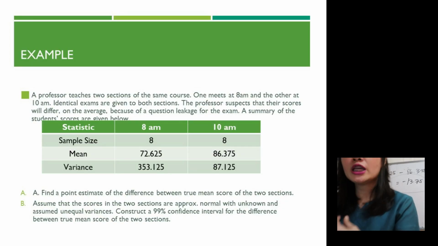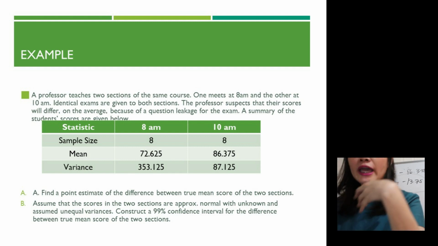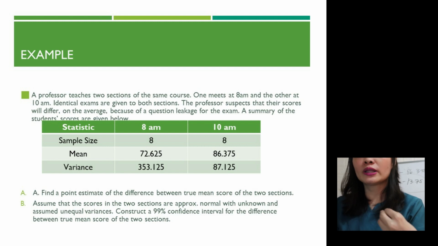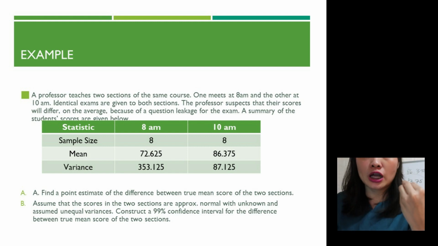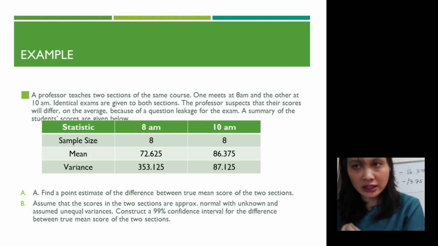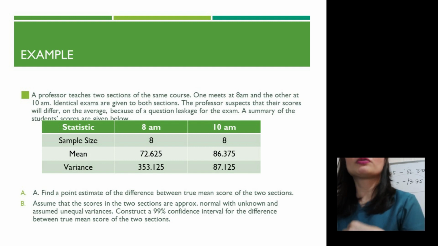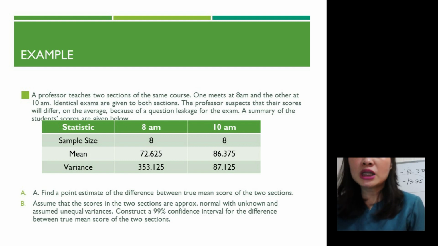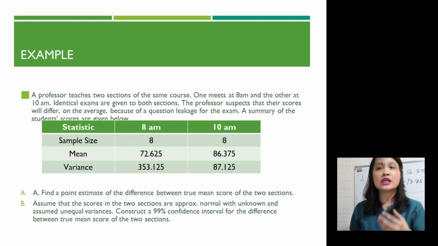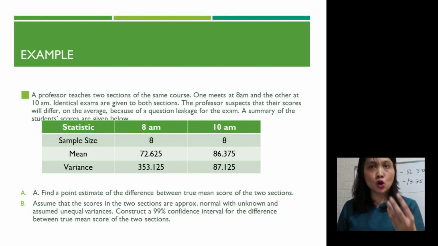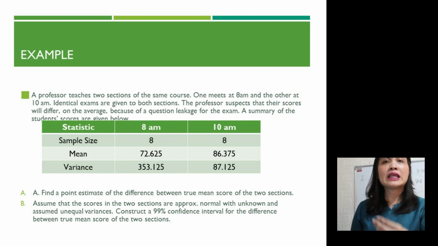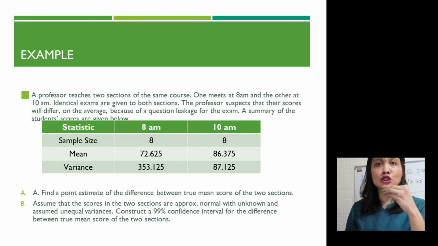Assume that the scores in the two sections are approximately normal with unknown and assumed unequal variances. Construct a 99% confidence interval for the difference between the true mean scores of the two sections.